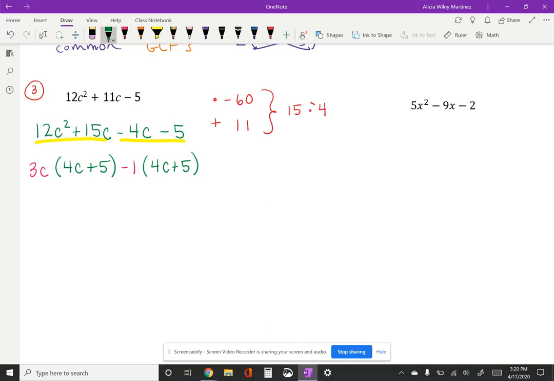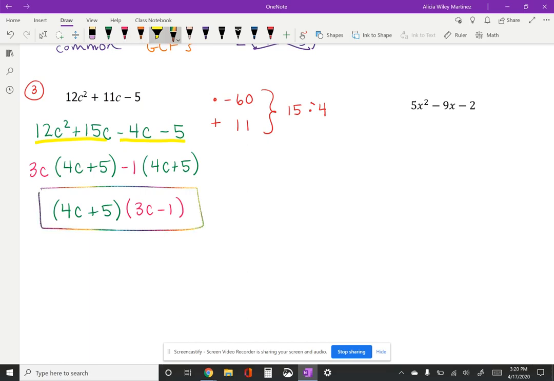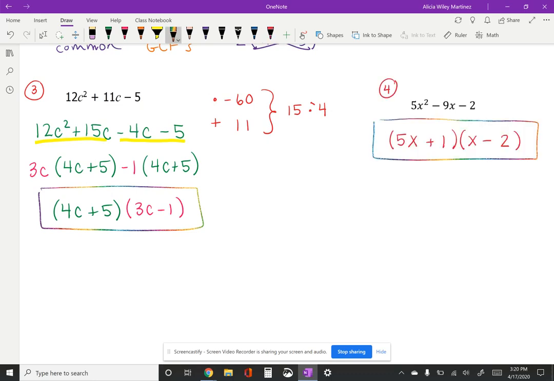Again, if these two parentheses are not the same, you've done something wrong. You're going to take out the common parenthesis, and then your second parenthesis will be made up of your two GCFs, and then this is your final answer. If you want to do number 4 on your own, you can check your answer, and there is your answer to number 4. I did not put the work there, but you can follow the directions of the other problems.